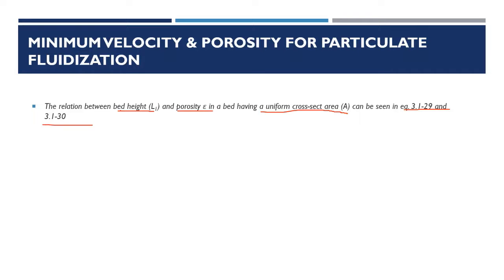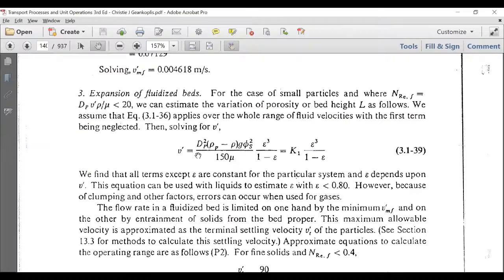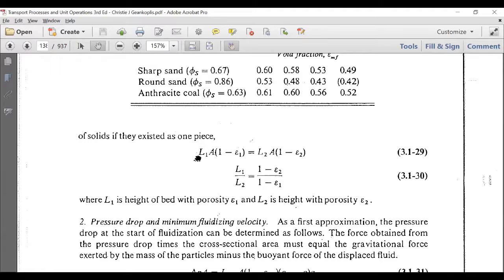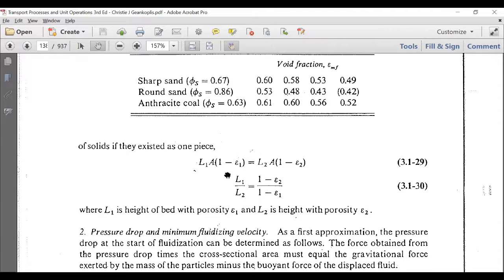Let me try to open it. The correlation between the length of the bed, or the height of the bed, with the void fraction in the bed can be expressed with this equation, and it can be rearranged to form an equation like this.